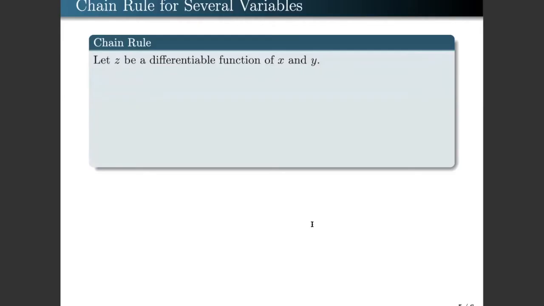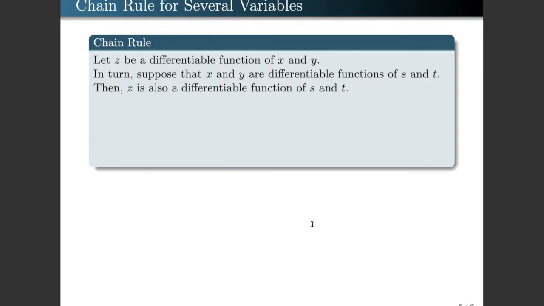Now, let's make things more complicated. We still have z that depends on the variables x and y. But this time, suppose that x and y depend on two other variables, s and t. Previously, x and y depend only on one variable. And again, we want these functions to be differentiable for the concept to work. Then, z is also a differentiable function of s and t. This allows us to get the partial of z with respect to s and the partial of z with respect to t. How?